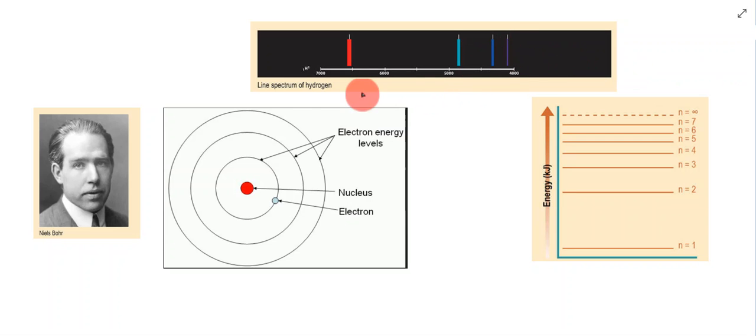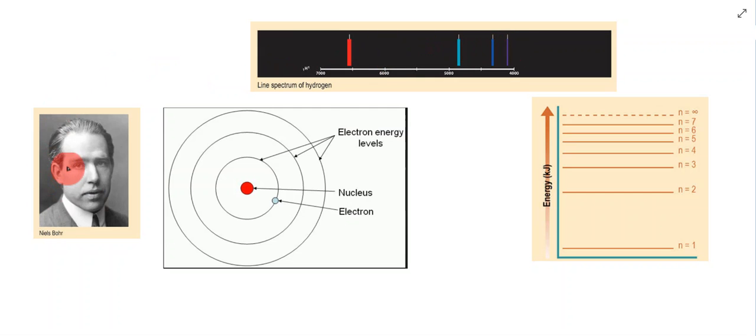So when scientists started to generate these line spectra, for example, for hydrogen, like we can see here, the next thing that they wanted to do was try to explain why this is happening. Like, how do we explain these unique line spectra for each of the individual atoms?